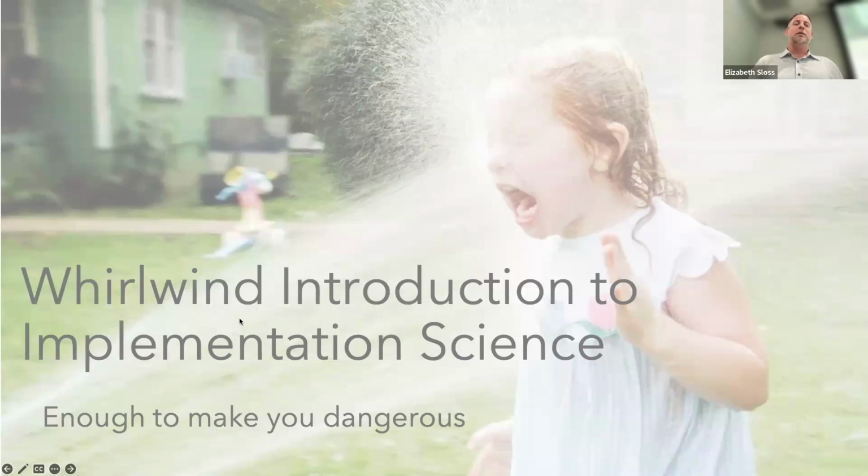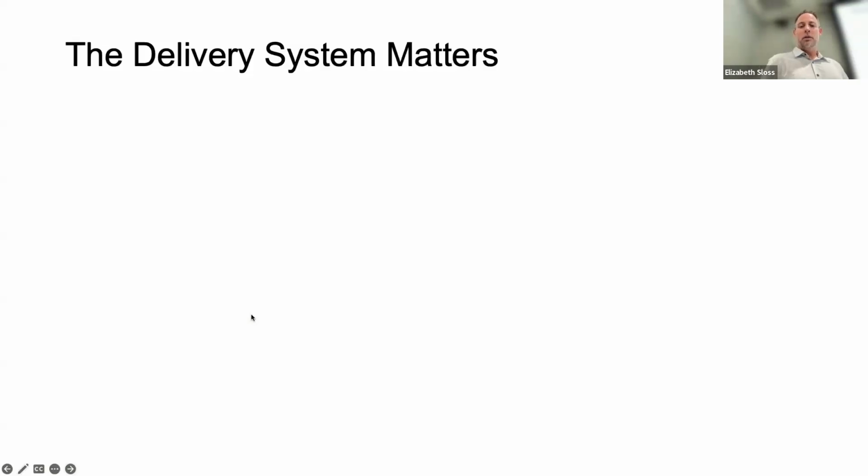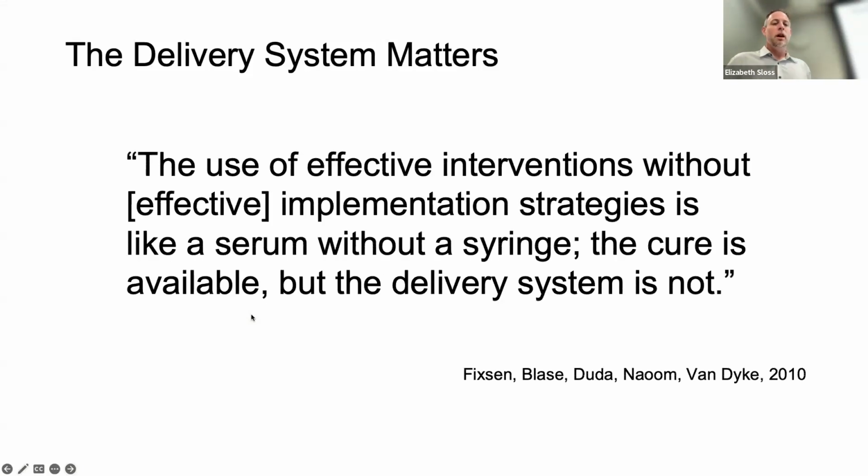But okay, so implementation science is really focused quite a bit on the delivery system. One of my favorite quotes from this D&I world is by Dean Fixsen and colleagues many years ago now, which is really talking about the importance of the delivery system. He said, the use of effective interventions without effective implementation strategies is like having a serum without a syringe. The cure is available, but the delivery system is not. So we can all probably think of things in our field that are evidence-based practices, evidence-based interventions, treatments, health promotion strategies, lots of different things that we know work that are not actually out in the real world, right?